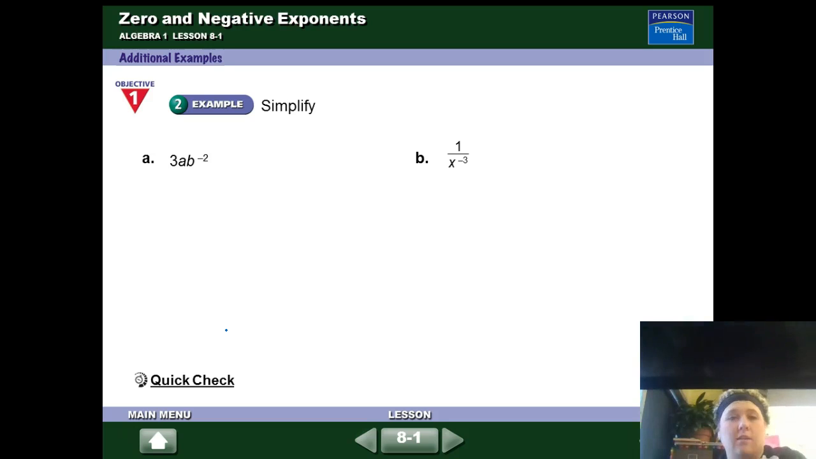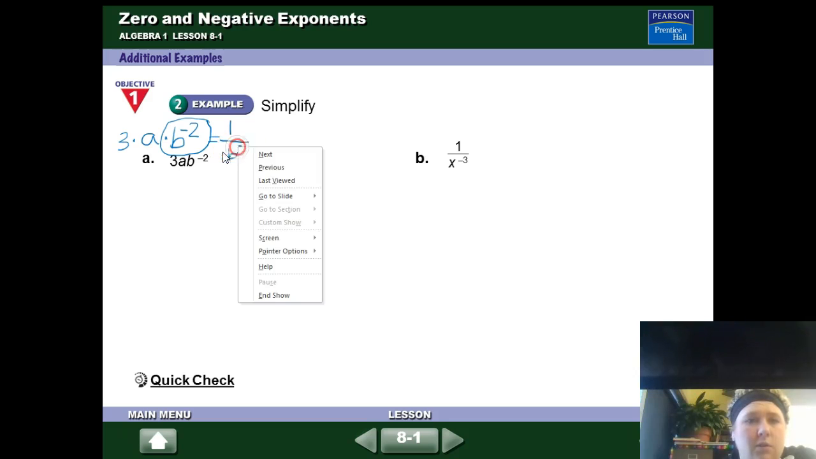3 times a times b to the negative 2. So this is saying 3 times a times b to the negative 2. Everything looks good until I see this negative 2 here, and I know I can't have a negative exponent. So b to the negative 2 is really 1 over b to the positive 2. So what does this look like? 1 over b squared times 3 times a.